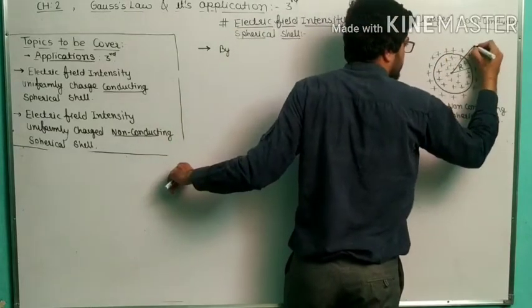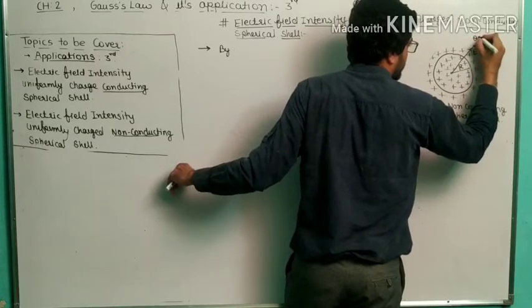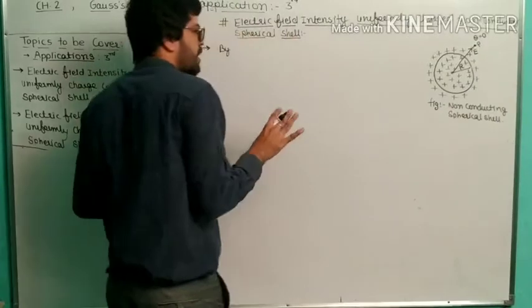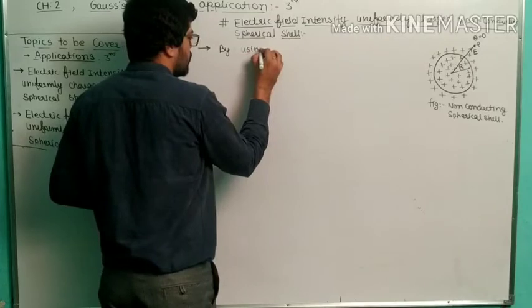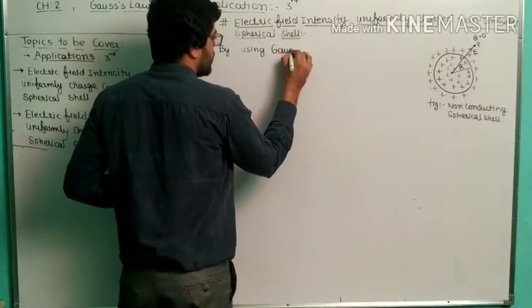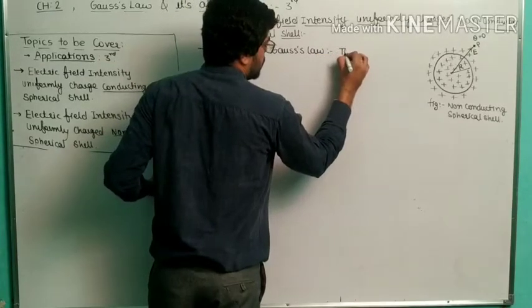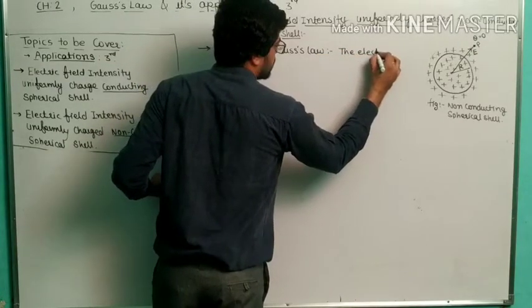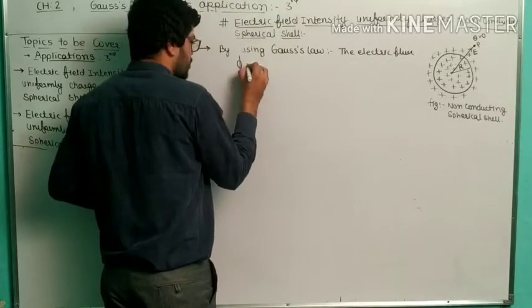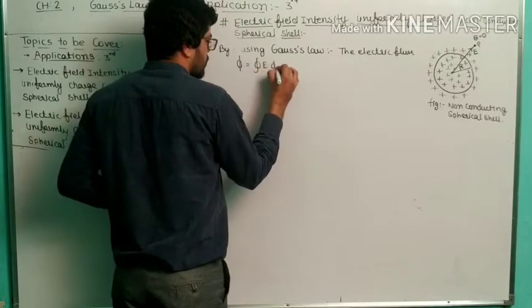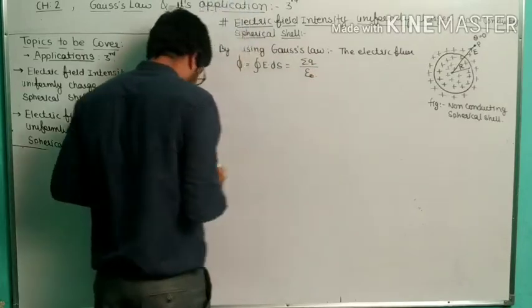Let's consider the point P, which is outside. Electric field is E here, and theta is equal to 0 degree. In all the cases, theta is equal to 0. By using Gauss law, the electric flux phi is equal to closed integration E dot ds, equals summation q upon epsilon naught.